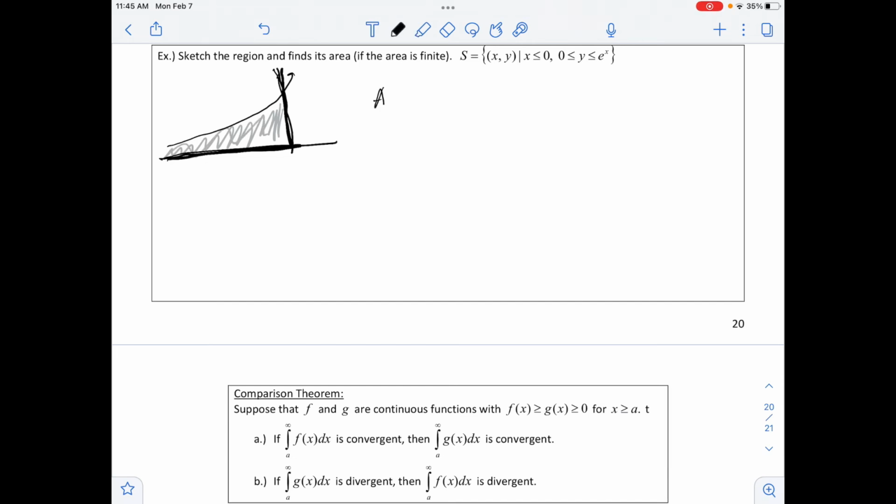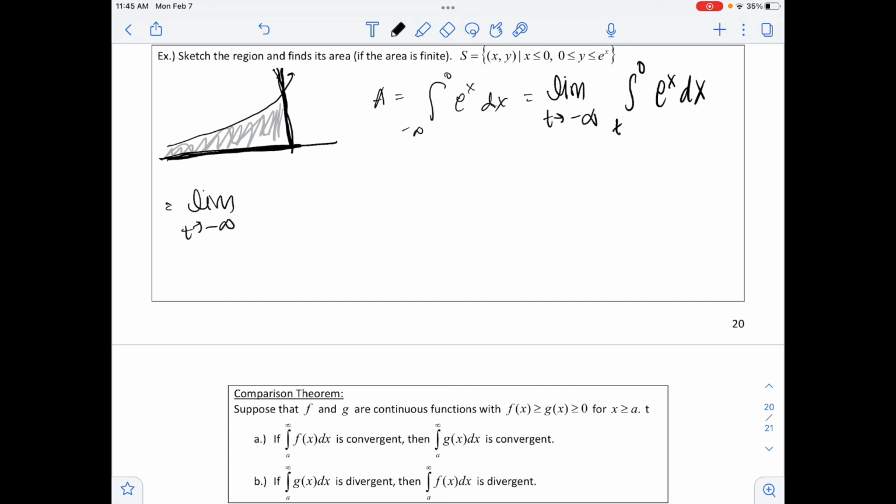So our area is going to be the integral from negative infinity to 0 of e to the x dx. We can't evaluate this directly, so we do need to write limit. I'll say the limit as t approaches negative infinity of the integral from t to 0 of e to the x dx. So this is now the limit as t approaches negative infinity of e to the x, as we integrated that was just e to the x, evaluated from x equals t to 0.